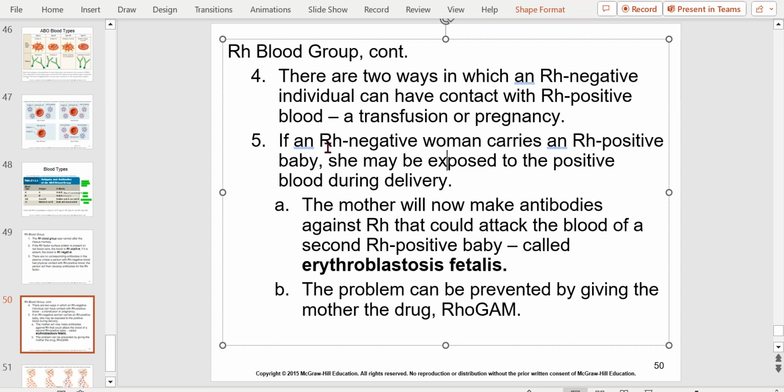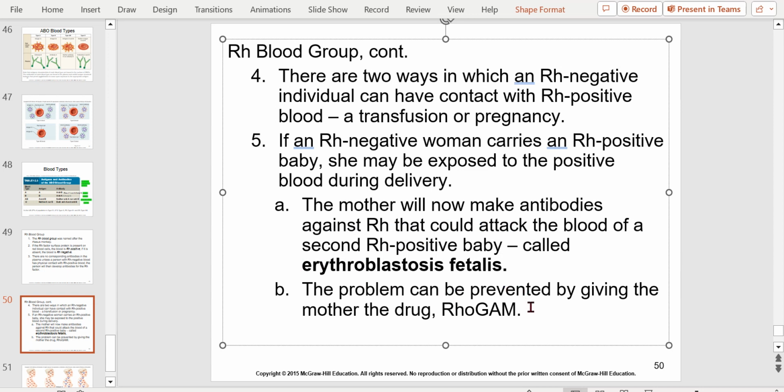And you see there, if mama is negative, and baby's positive, it's okay. Baby's going to grow up fine. Everything's fine. The delivery should be okay. But there could be some blood upon the delivery, and the mom could be exposed to that Rh positive blood, which she would now start to develop an immunity to. So now the problem isn't the first baby, the problem is the second baby. Now, if mama has immunity to this Rh, and if the second child is Rh positive, mama's body will start to attack baby: erythroblastosis fetalis.